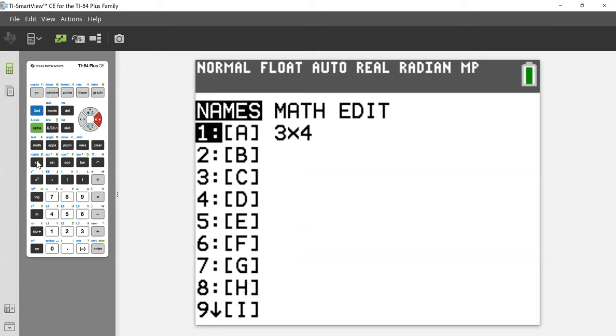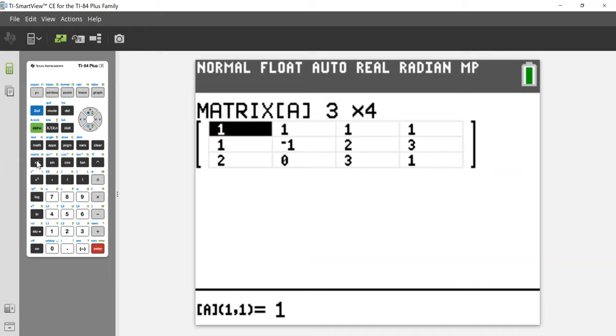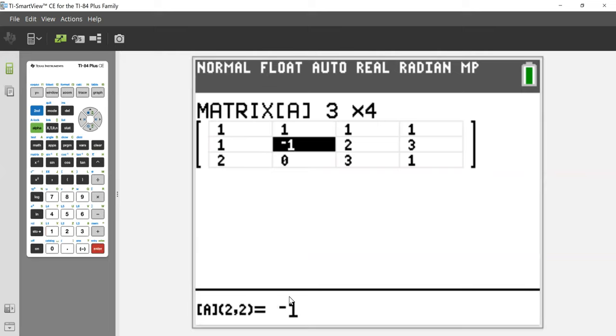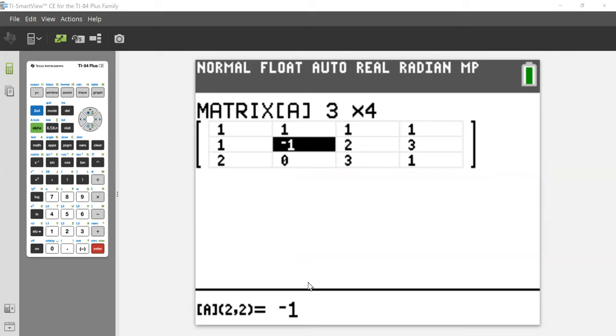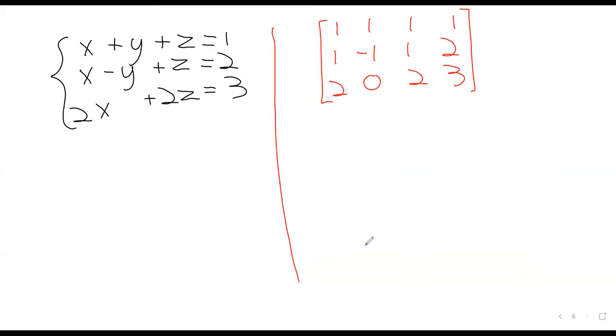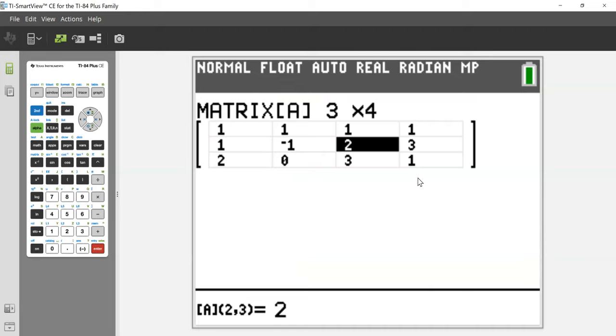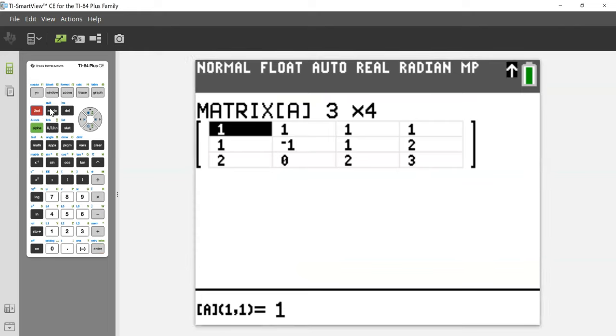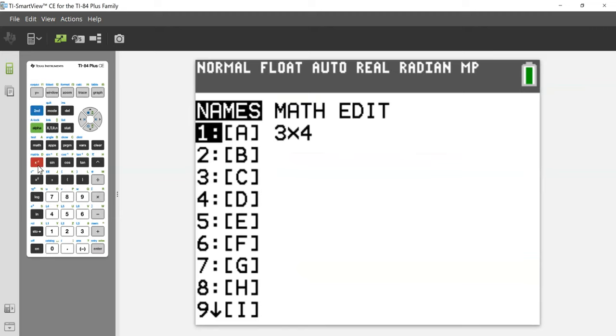Again, I'm just going to overwrite what we have here. Well, actually, this first row is correct. Let's see, the second row was, I want to say, 1, negative 1, 1, 2. And 2, 0, 2, 3. Quit out. Go back in.